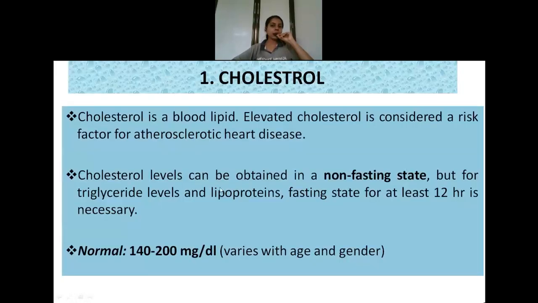Now moving on to cholesterol, we know cholesterol is a blood lipid. When there is elevated cholesterol, it shows that person is at increased risk of cardiovascular diseases, or at risk of coronary artery disease, which is called atherosclerosis. In atherosclerosis, there is fat deposition or atheroma deposition. We'll come to that in the next classes.